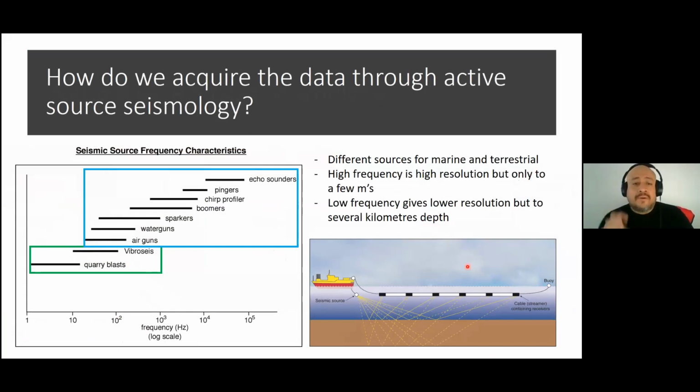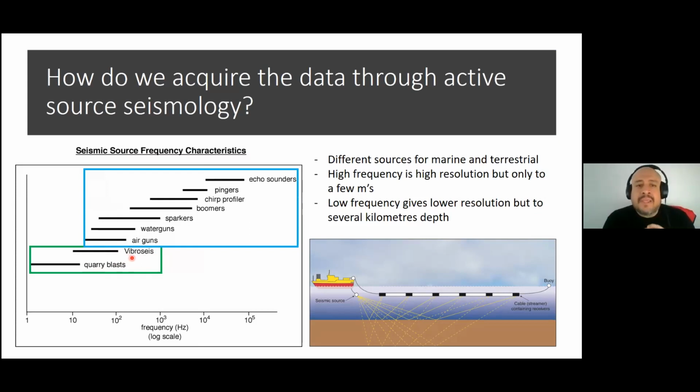Okay, so on land, or where we are located, we are going to use different kinds of sources. We're going to use dynamite, quarry blasts, or vibroseis trucks with pistons that hit the ground and generate P waves. Nowadays, because of environmental restrictions, the most used source of P waves is the vibroseis, because they are not going to generate any damage on the surface.